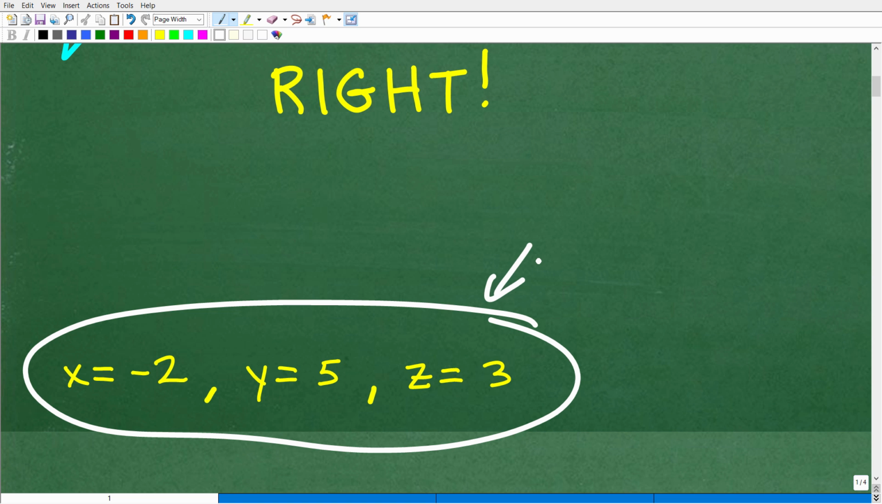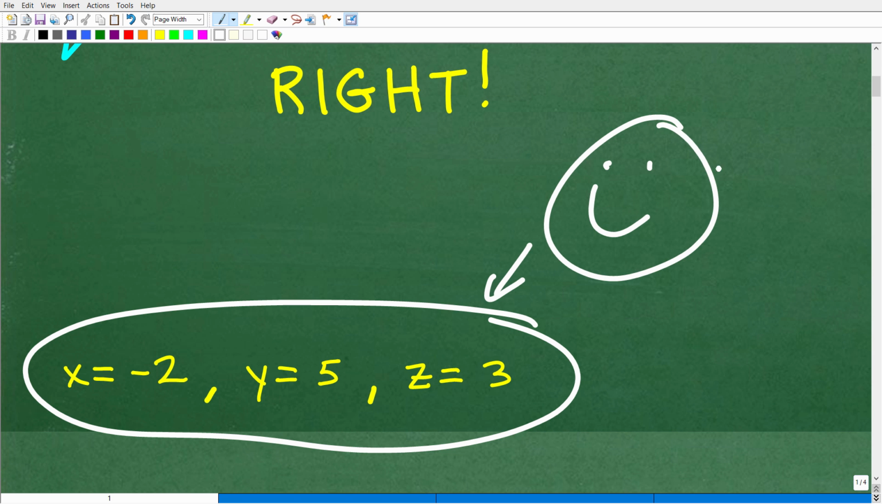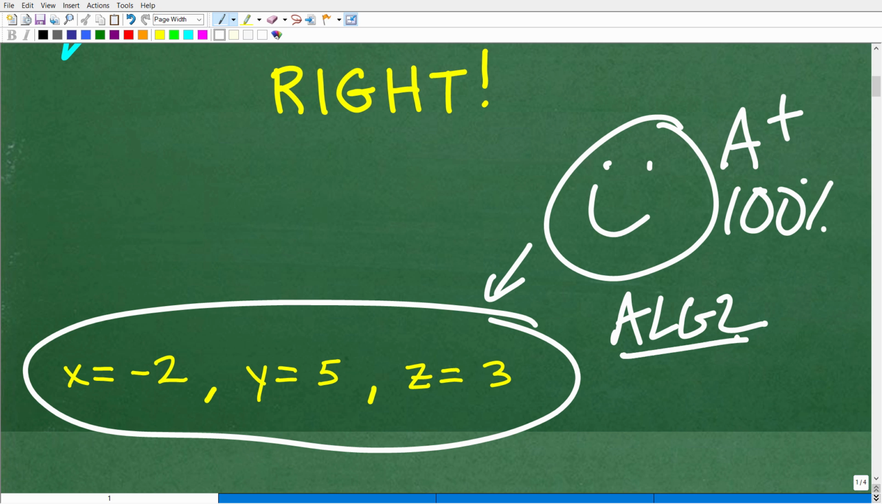Okay, so how did you do? Well, if you got this right, that is fantastic. Matter of fact, I have to give you a nice little happy face and A plus a 100%. Matter of fact, if you were in my Algebra 2 course, I might say, you know what, just take the rest of the year off. I don't know what you're doing. You're getting all these problems right. You might be watching that guy on YouTube. But anyways, in all seriousness, if you got this right, that is fantastic.